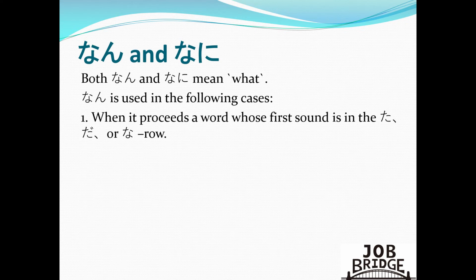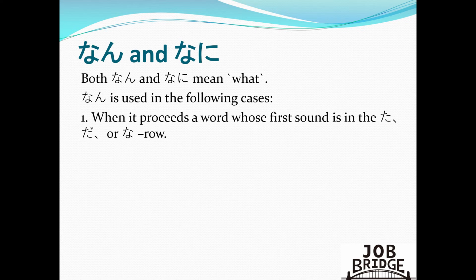Now, Cedric, what are the hiragana under the ta row? It's ta, chi, tsu, te, to. Very good. Now, how about those under the da row? Da, ji, zu, de, do. And then lastly, those under the na row. Na, ni, nu, ne, no. Alright, so I hope you'll remember that, everyone.